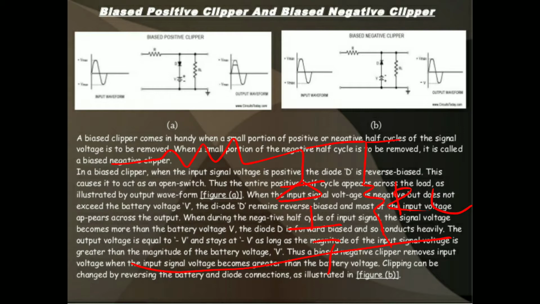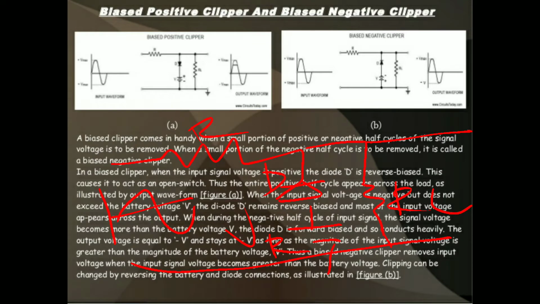For this circuit we have to apply the input, that is sinusoidal. We are giving the full cycle of the sinusoidal input, so the output will be noted across the load resistor. This is the circuit diagram of the negative biased clipper. This is the reference voltage, this is the diode and this is the resistor.